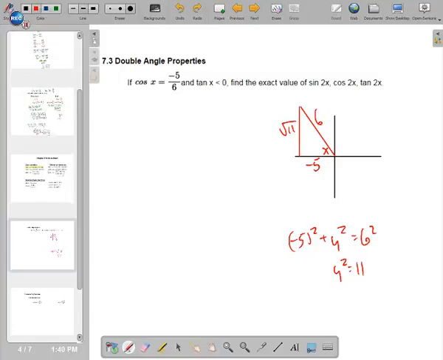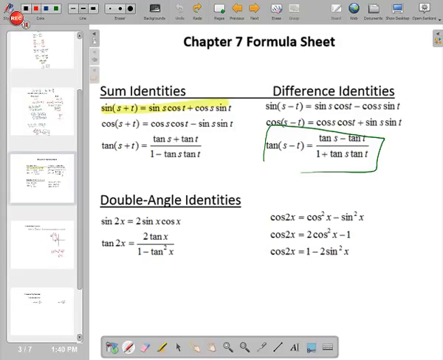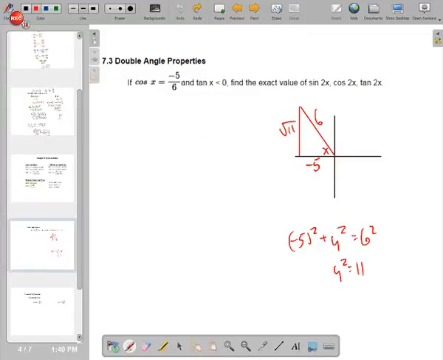Once you have that triangle, you can find the sine, the cosine, the tangent, or any of their reciprocals. But I don't ask for any of those. I ask for the sine of 2x. So again, you have to use these properties. The double angle formula is here. The sine of 2x is 2 times the sine times the cosine. So if I want the sine of 2x, that's 2 times the sine of x times the cosine of x.